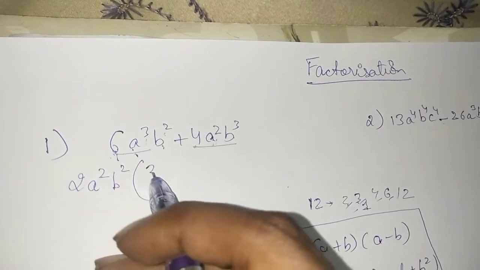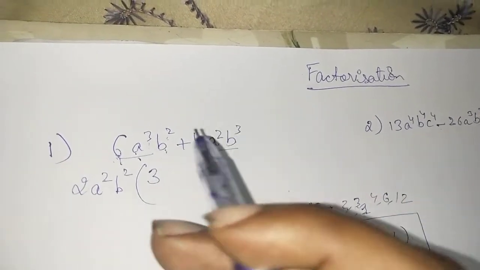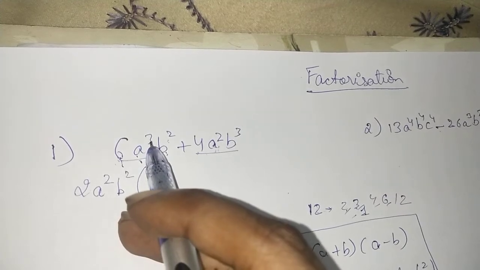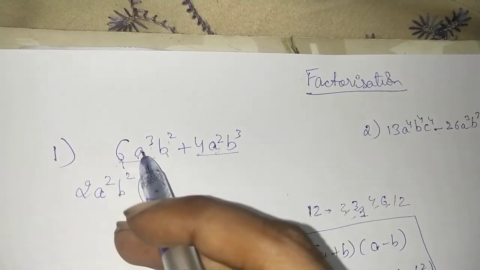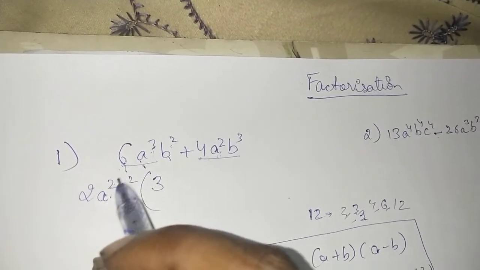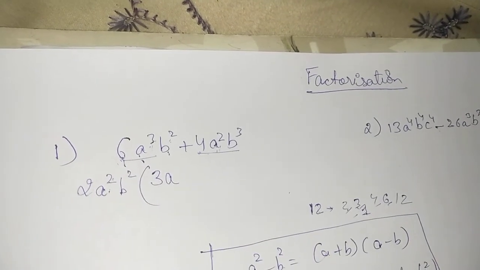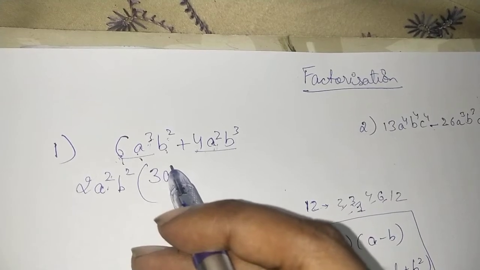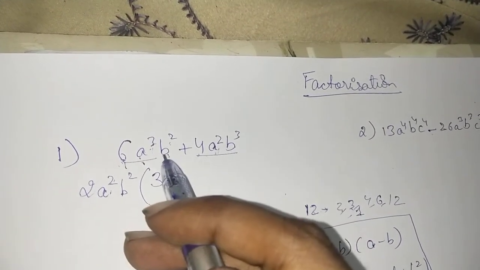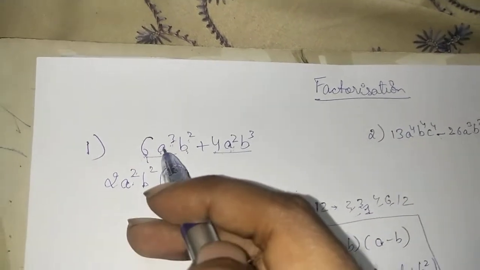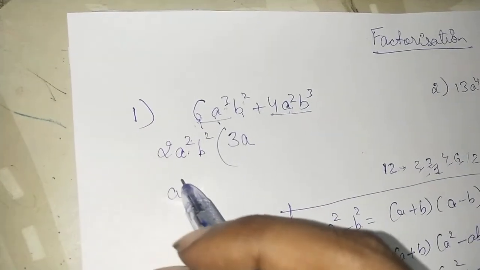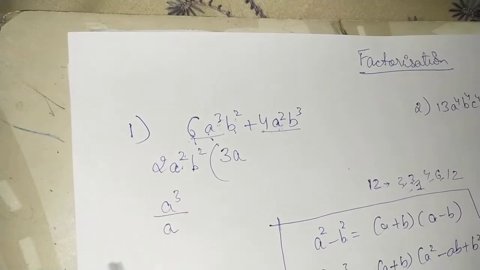2 into 3 gives us 6, so 3 will be coming up. Now what happens to the power? Remember, this is getting divided. So when the bases are the same, powers will be subtracted. So 3 minus 2, 1 will be left. That is why we simply write a, because it is understood that it has a power of 1. Out of b squared, see what is being taken out as common.